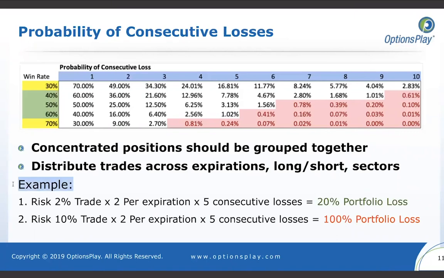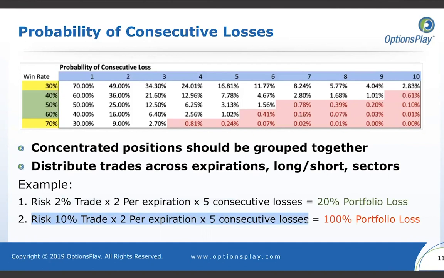So for example, let's say I'm risking 2% of my account per trade, and I have 2 trades per expiration cycle, and I'm planning for at least a 5% consecutive loss. That equates to a 20% total portfolio loss if I have 5 consecutive losing trades. So that is still within the acceptable range that we're targeting, which is less than 25% loss. So if you're risking 2% of your trade and you have 2 trades for different expirations, that's still within an acceptable range of loss. However, if you're risking 10% of your account per trade and you have 2 trades per expiration and you get 5 consecutive losses in a row, you've blown up your entire account.